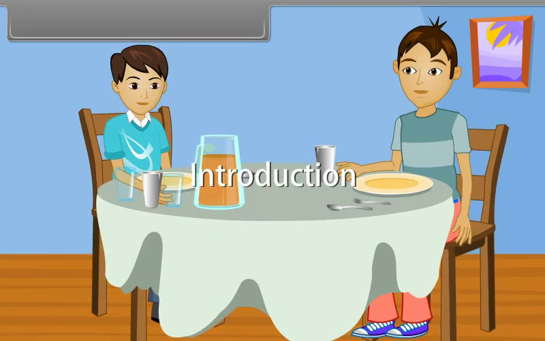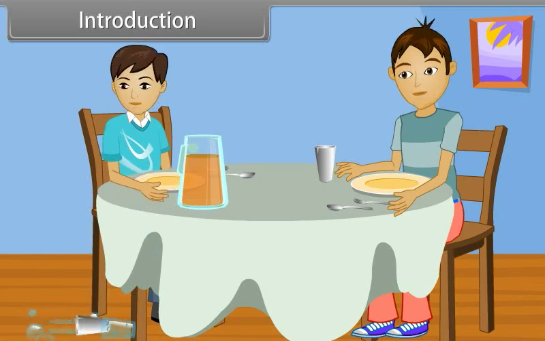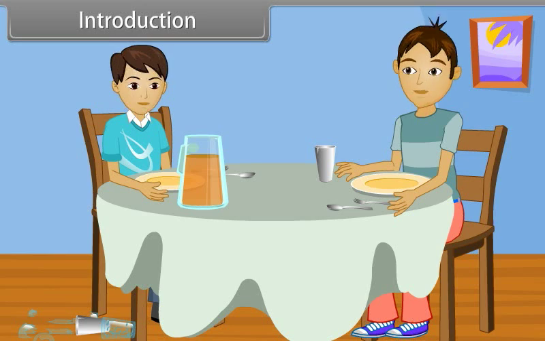Introduction. Today, Ram and Vicky are sitting at the dining table and waiting for the dinner. Ram asked Vicky to pass the juice jar to him, but by mistake, Vicky hits some utensils and they fall down on the floor. Some of them were broken and some of them remain the same.